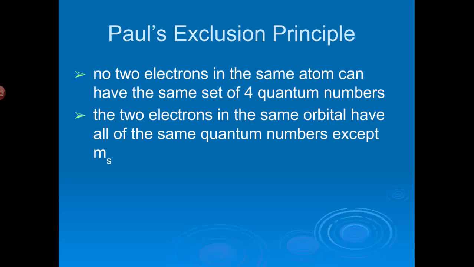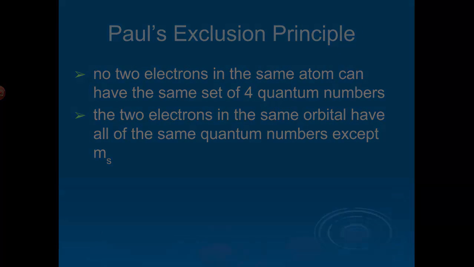That's Pauli's exclusion principle. We generally talk about Pauli's exclusion principle as an atomic orbital can hold no more than 2 electrons, and if they are paired in the same orbital, they have to be opposite spins. But this is why. It's quantum numbers.